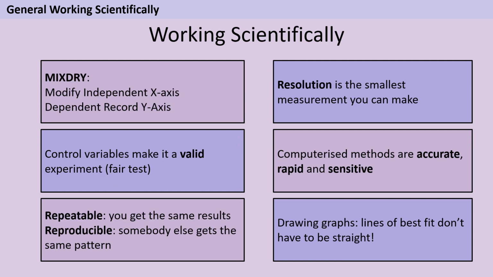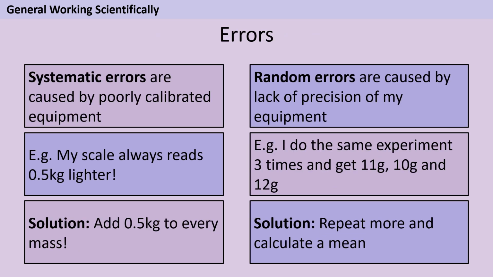Remember that lots of general working scientifically principles are going to be assessed in these papers as well. So make sure that you're confident naming your variables, that you know what the difference between repeatable and reproducible is, that you know that the resolution is the smallest measurement or the difference in measurements that you can detect with your equipment, that computerized methods are accurate, rapid and sensitive, and also watch out that when you're drawing graphs, if you draw a line of best fit, it doesn't have to be a straight line, even though they tell you that for GCSE maths, even for A-level maths, that's not true. So if your data curves, your line should curve too.